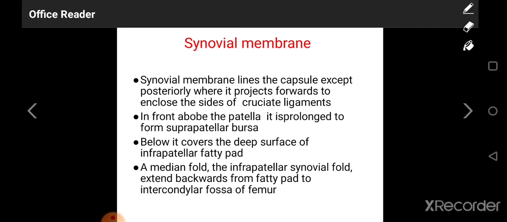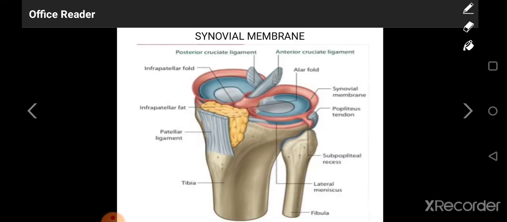Then we have the synovial membrane. The synovial membrane lines the capsule except posteriorly, where it projects forward to enclose the sides of the cruciate ligaments, and in front above the patella it is prolonged to form the suprapatellar bursa. So bursa is the extension of the synovial membrane. Below, it covers the deep surface of the infrapatellar fatty pad, and a median fold, the infrapatellar synovial fold, extends backwards from the fatty pad to the intercondylar fossa of the femur.